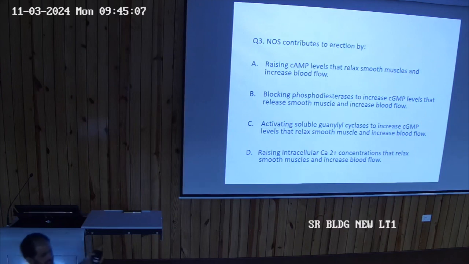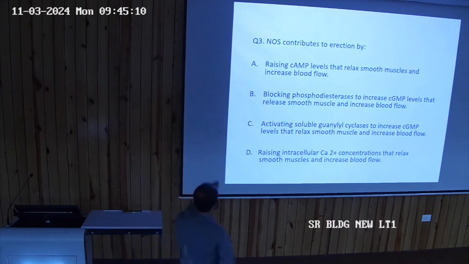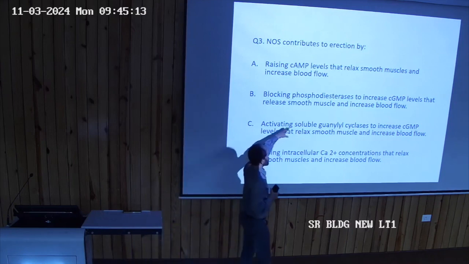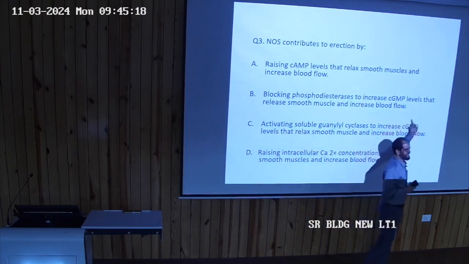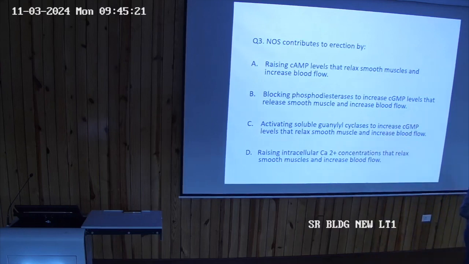C is the correct answer because NOS activates guanylyl cyclase and increases the cGMP level. When the cGMP level increases, vasodilation occurs. So it relaxes the smooth muscle and increases the blood flow. Okay, this is the best possible answer. And sildenafil tablets, which I told you about, block the phosphodiesterase enzyme for the reaction to happen. But here this is the best possible answer.